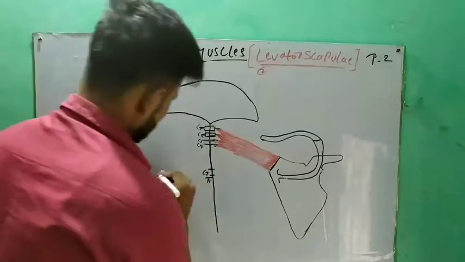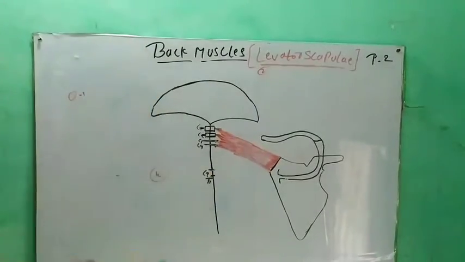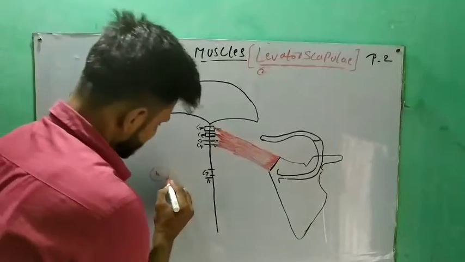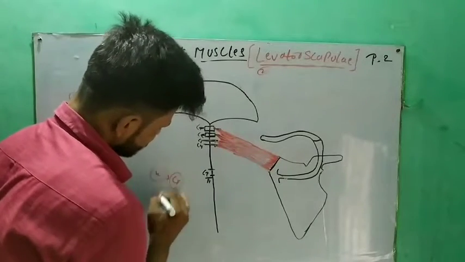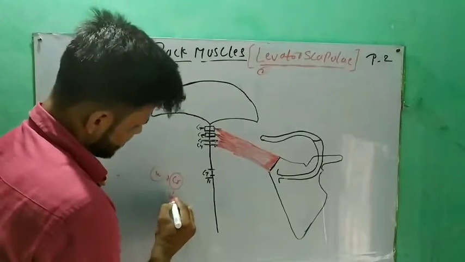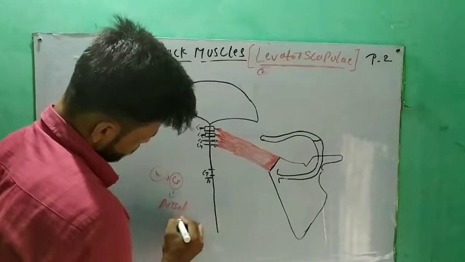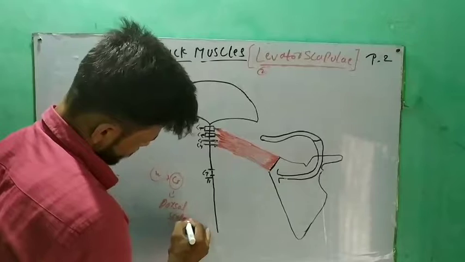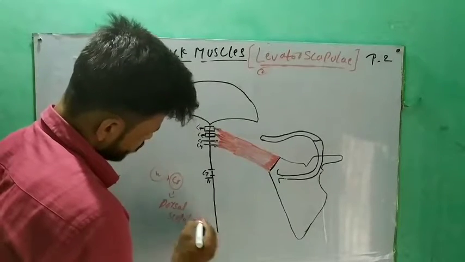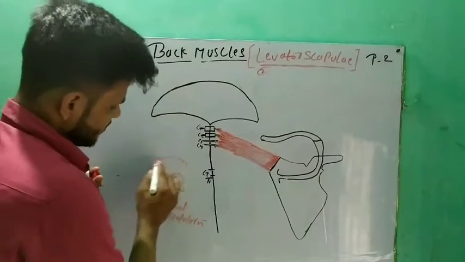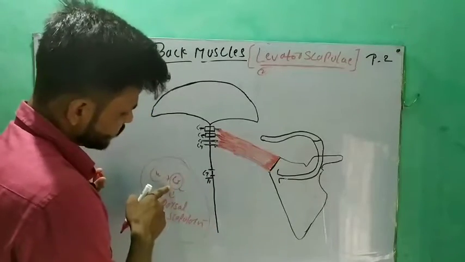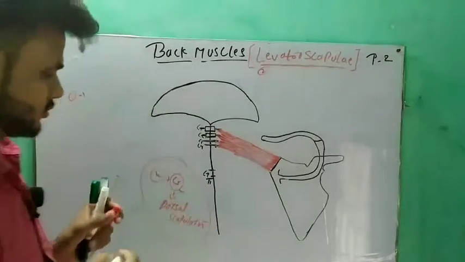Now nerve supply of the levator scapulae is C5 रूट से निकलती है. Nerve is dorsal scapular nerve. Root value is C5. Nerve is dorsal scapular nerve which arises from the C5 root.